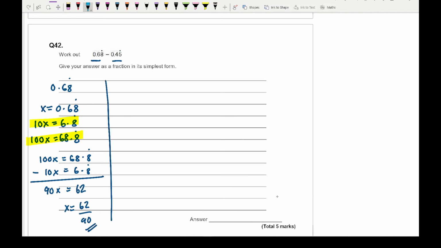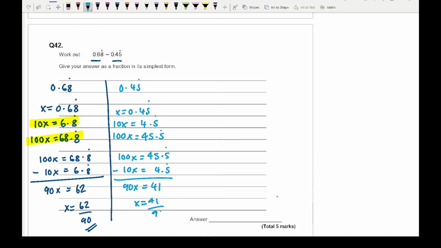Then moving on to 0.45 recurring. So again, make it equal to x, multiply both sides by 10, multiply it by 10 again, and then if I write that out again properly, take away the two things, so I've got 90x equals 41, so x equals 41 over 90.